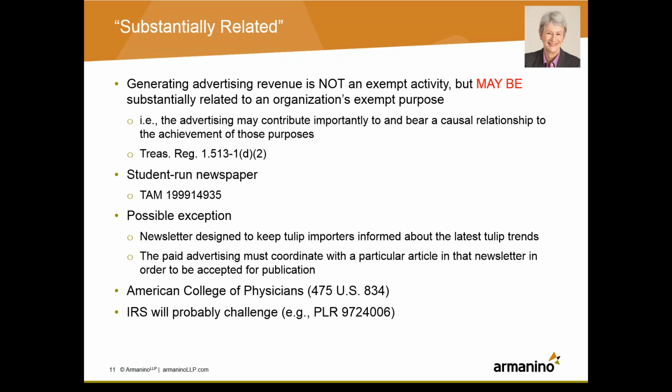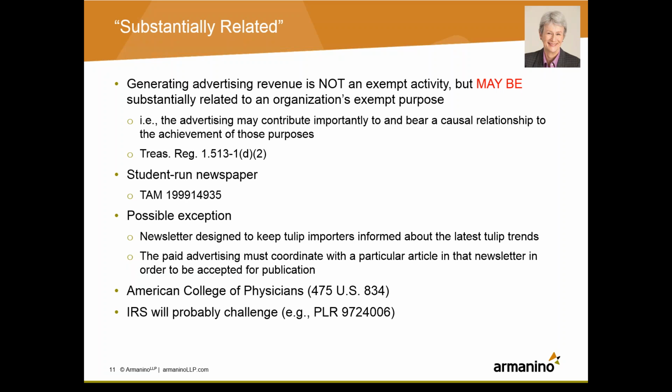And I've also referenced a TAM there on your slide. It's a technical advice memorandum, and that's just an example of what it would mean to have related advertising. In the TAM, there's a student-run newspaper, and they sell advertising. But because they are learning to run a newspaper, the sale of the advertising qualifies as an educational activity rather than an advertising activity subject to UBI. So that's an example of selling advertisement where it would be related to the exempt purpose.